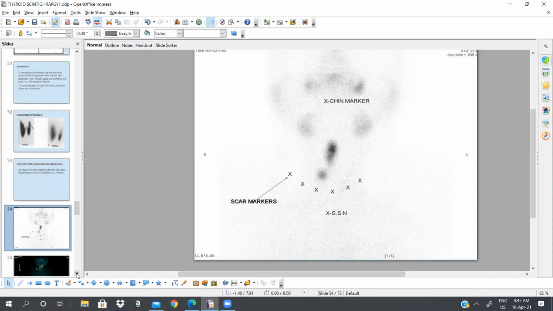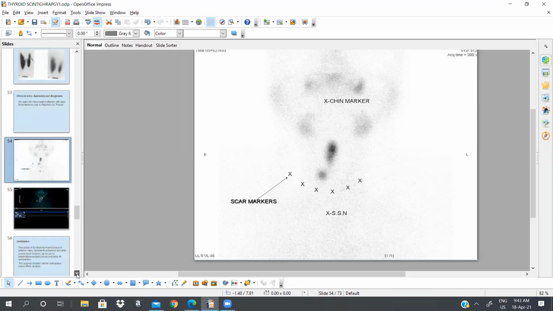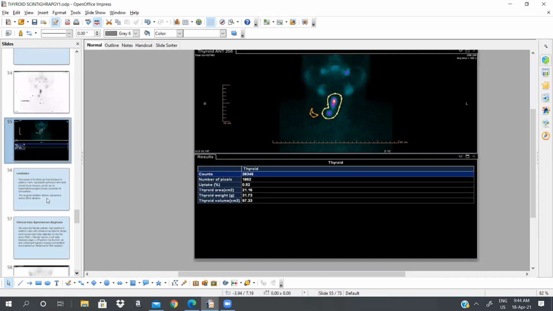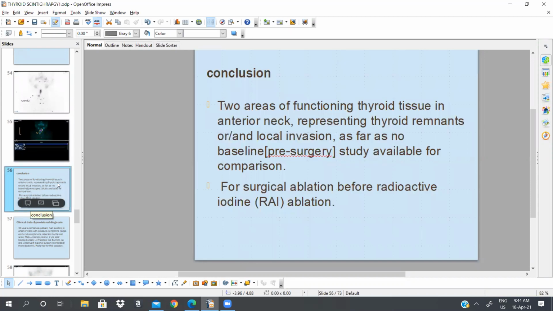So the doctor referred this patient in order to give radioactive iodine ablation, to remove all thyroid tissue. And we also did a technetium uptake, it is 0.5, the lower limit of normal. In this case, it's better to do a second surgery to remove more thyroid tissue before going to radioactive iodine therapy. Why? Because with radioactive iodine, if the amount is big, you cannot ablate it. So a second surgery is needed. So two areas of functioning thyroid tissue in the anterior neck representing thyroid remnant or local invasion. No baseline available, so we cannot tell if it is local or remnant. So better to go to second surgery before iodine ablation.